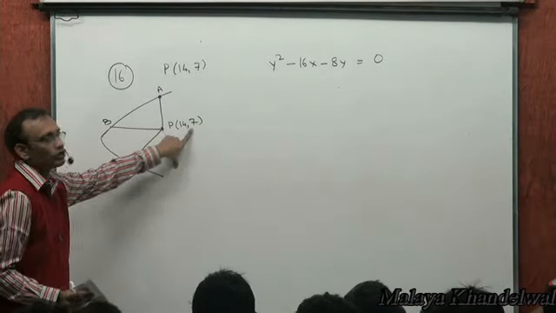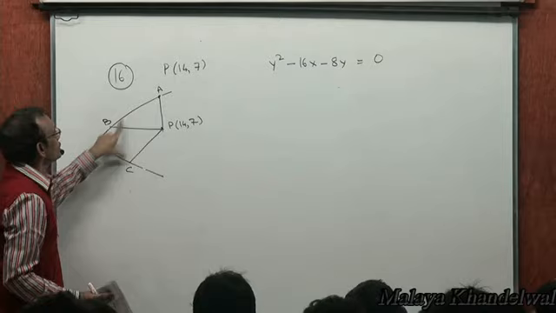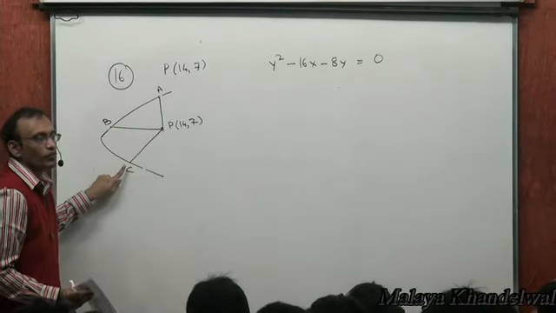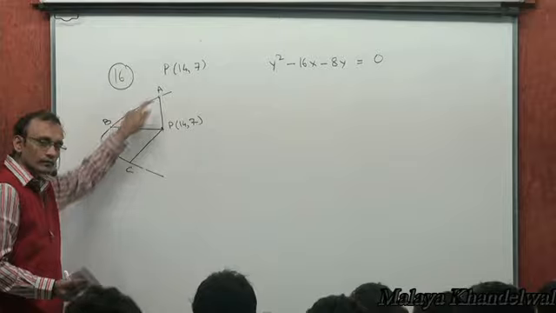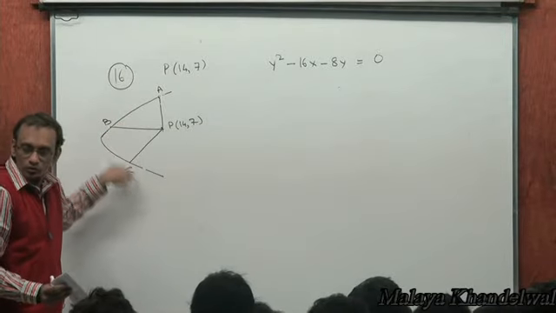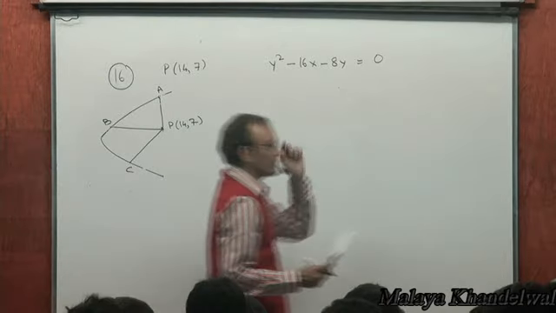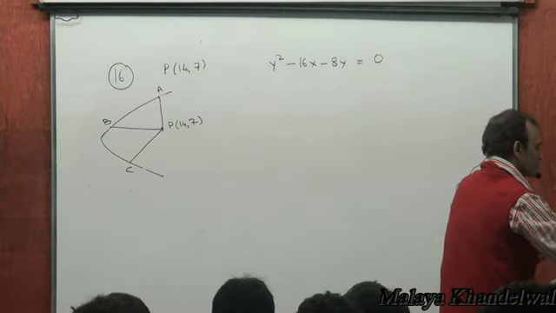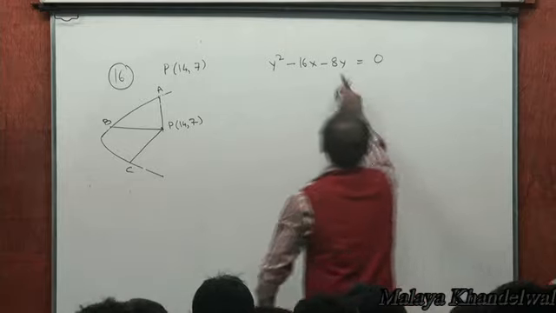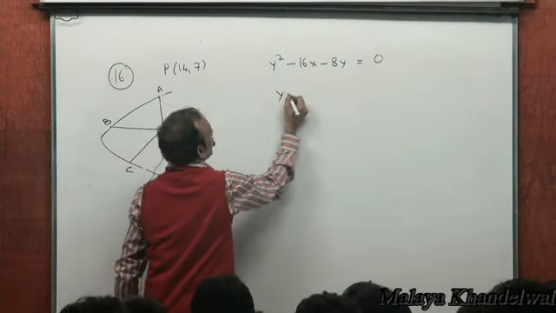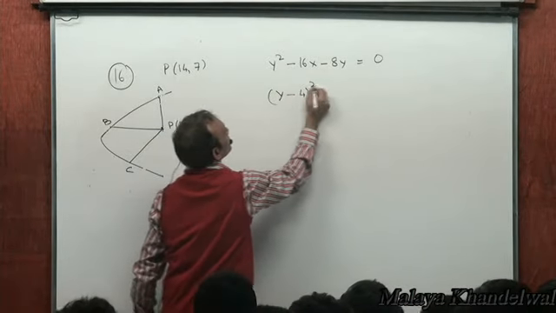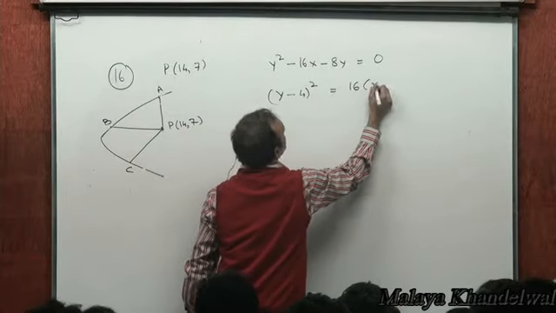And from this point (14, 7), 3 normals are drawn. The feet of the 3 normals are A, B, C. We want to find the coordinates of these 3 points, right? Okay. Now, first of all, what we do is we rewrite this as (y minus 4) whole squared is 16 into (x plus 1).